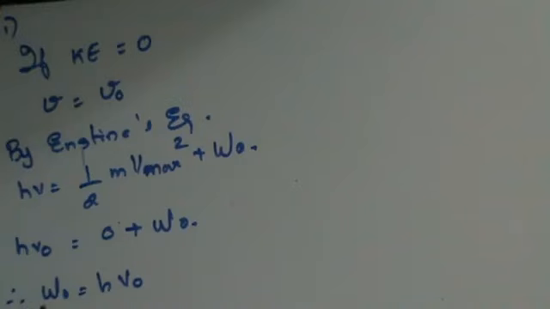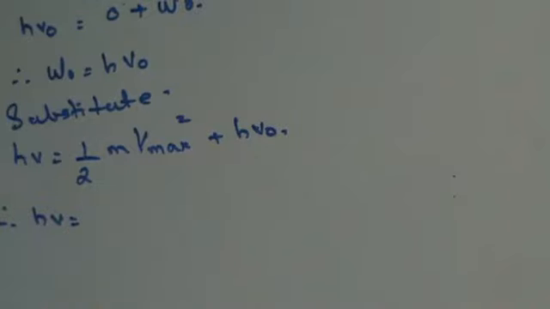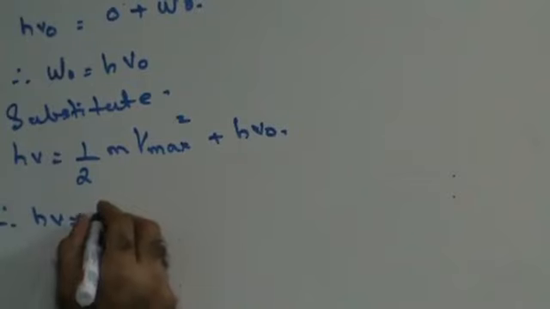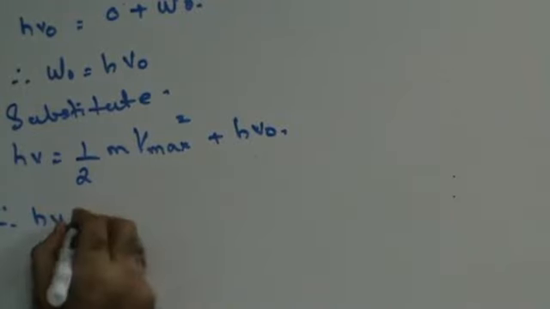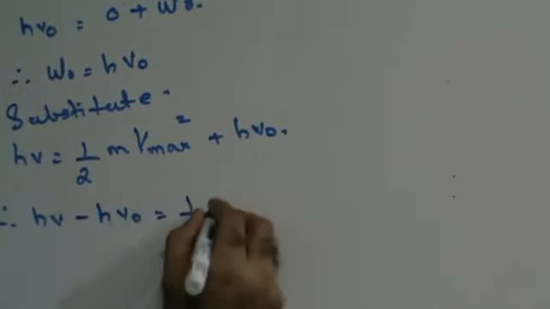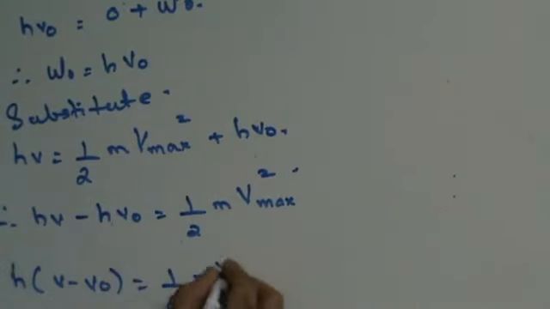Now, if I substitute this value of W0 back in Einstein's equation, I'll get hν is equal to half m v max square plus hν0. Therefore, I can say hν minus hν0 is half m v max square. So h common, ν minus ν0 is equal to half m v max square.